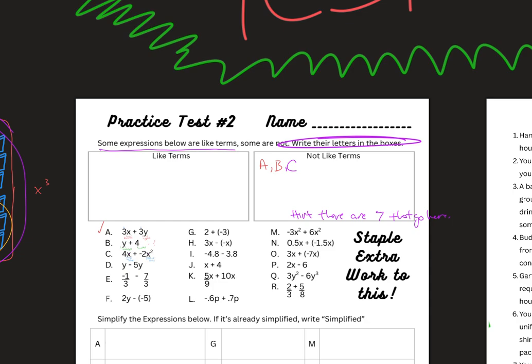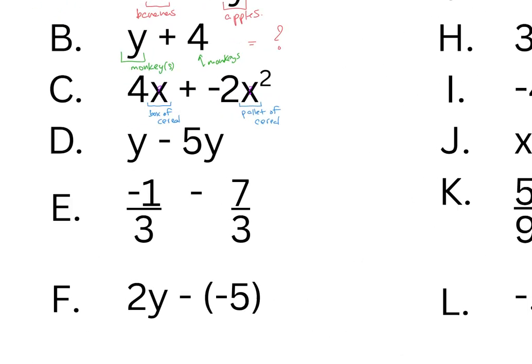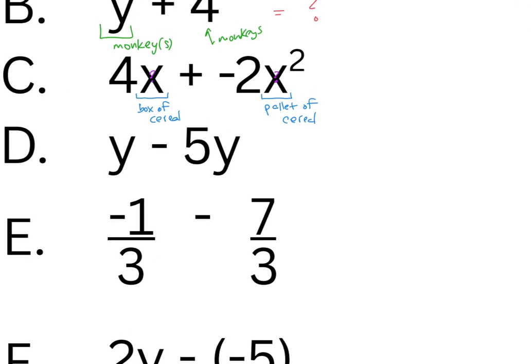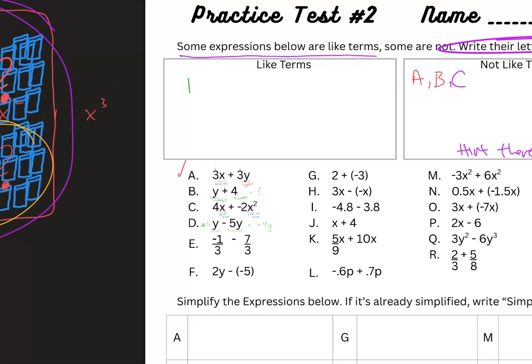Okay, now D, y minus 5y. This is our first one where, yes, they are like terms. Yay. Why are they like terms? Because this is saying you have a box filled with cereal, and then someone's going to remove 5 boxes of cereal. Well, the overall effect is that you will now have -4 boxes of cereal. That's the idea. So D, like terms.